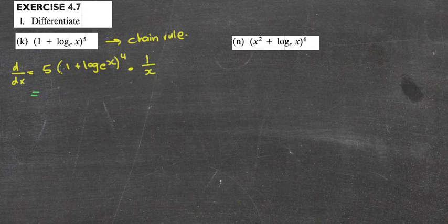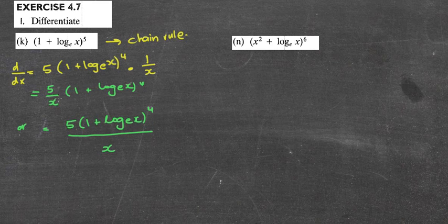All I want to do now is multiply 5 by 1 on x. So you could either put it as 5 on x, brackets 1 plus log x to the power of 4. Or you could also write it as 5 brackets 1 plus log x to the power of 4 all over x. It doesn't matter, those two things are exactly the same. It doesn't matter because think about it, if I times the top and times the bottom, that's all over 1, x times 1 is x.